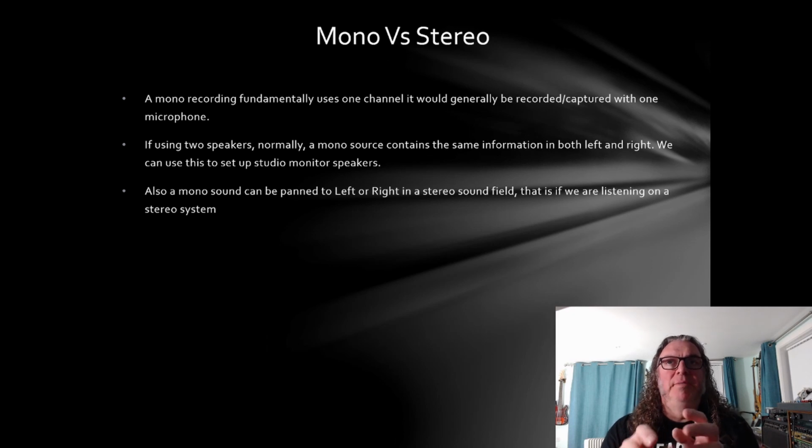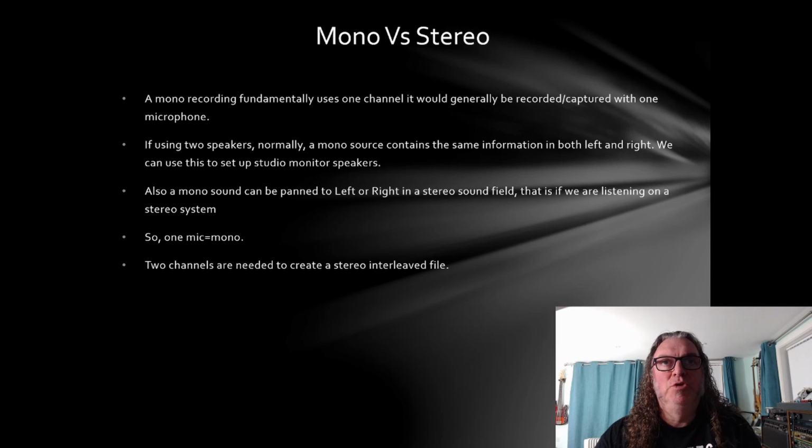So, as I mentioned earlier, we can pan this mono signal left or right. So if we'd recorded a guitar, we could pan the guitar over at the left hand side or pan it over at the right hand side and leave some space for something else over the other side, like maybe another guitar. So a little recap. One mic gives you mono.